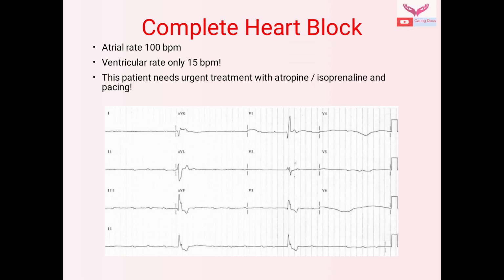This is another example of complete heart block. Here we see atrial rate approximately 100 beats per minute, ventricular rate about 15 beats per minute, and this patient needs urgent treatment with atropine or isoprenaline and pacing.